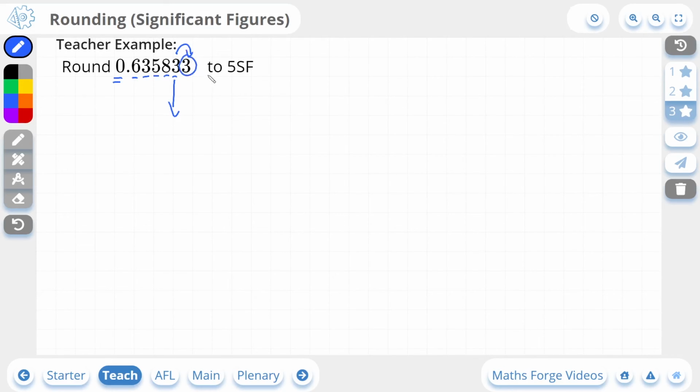So it's not 5 or greater. So this 3 here that we're focused on ends up staying the same. And all of the numbers before it also stay the same. And so we end up with 0.63583, rounding this number here to 5 significant figures. The 3 after it turns into a 0, but we don't need to write it since it's insignificant. And if we check the answer, there it is. And that's it for the lesson on rounding significant figures.